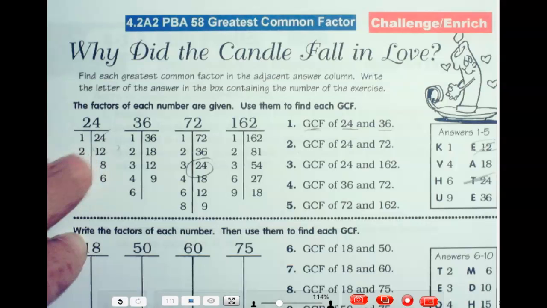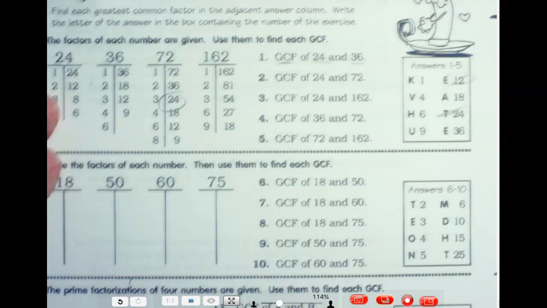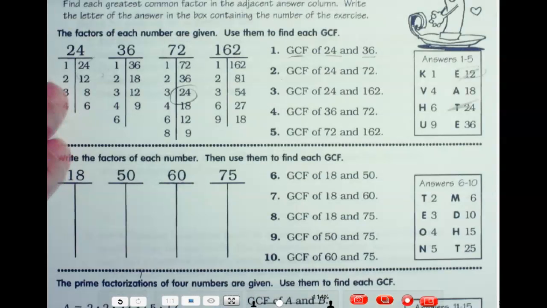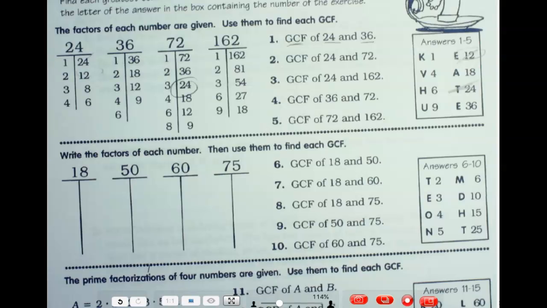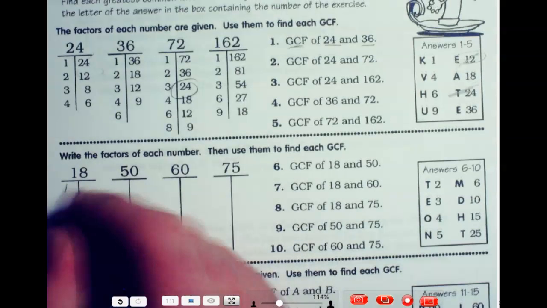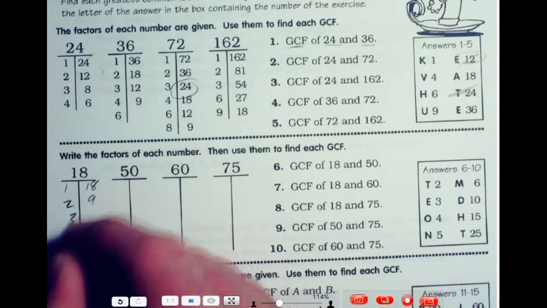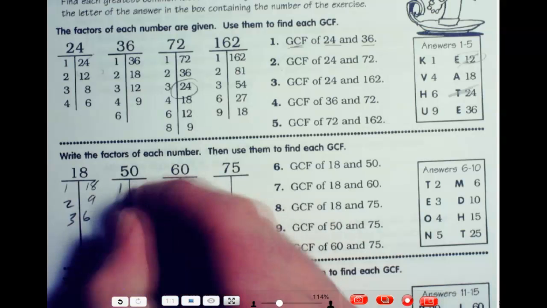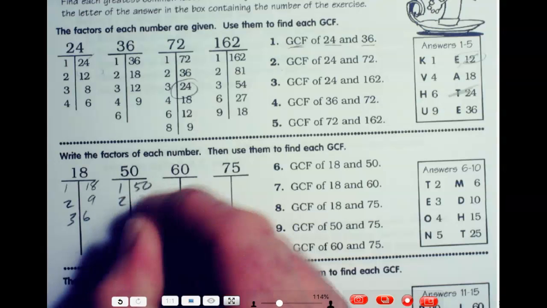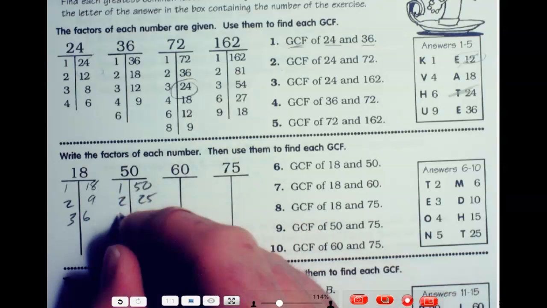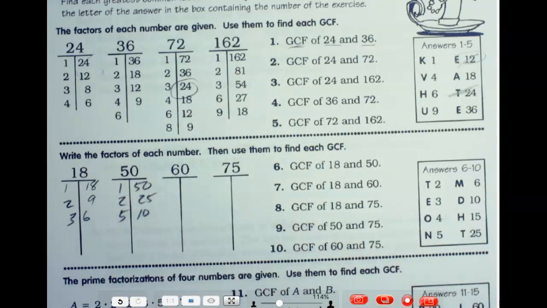All right, let's slide down a little bit. Take a look at this next grouping. Now we just have to write the common factors for these numbers. Let's see, this would be 1 and 18, 2 and 9, 3 and 6, 1 and 50, 2 and 25, 3 doesn't go in there, 4 doesn't go in there, 5 and 10, 6 doesn't go in, 7, 8, and 9. There we go. So I got the first couple here.